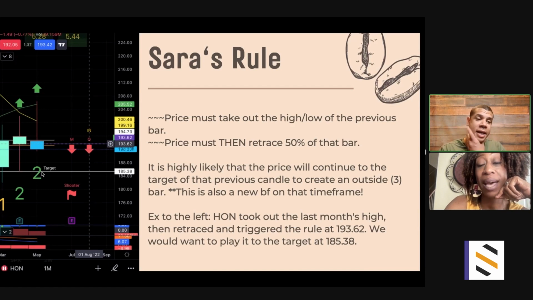It happens a lot. And even if it doesn't get there, it may come a dollar short, whatever. Still, that's a pretty decent move from 193 to 185 or even 184. If you're trading options or comments, that's a really good move on a stock. 50% down. You're like, hey, look, HON, they don't like you. They don't like you.